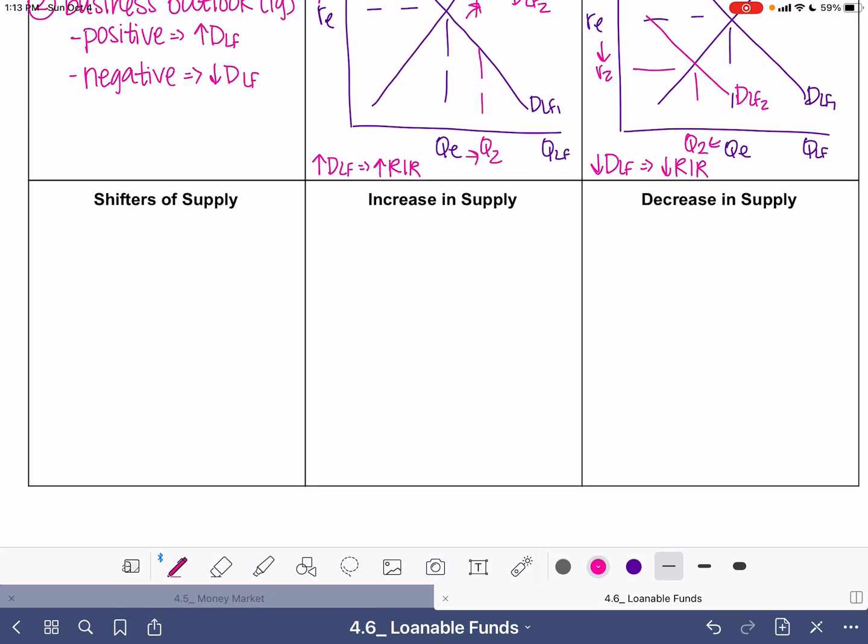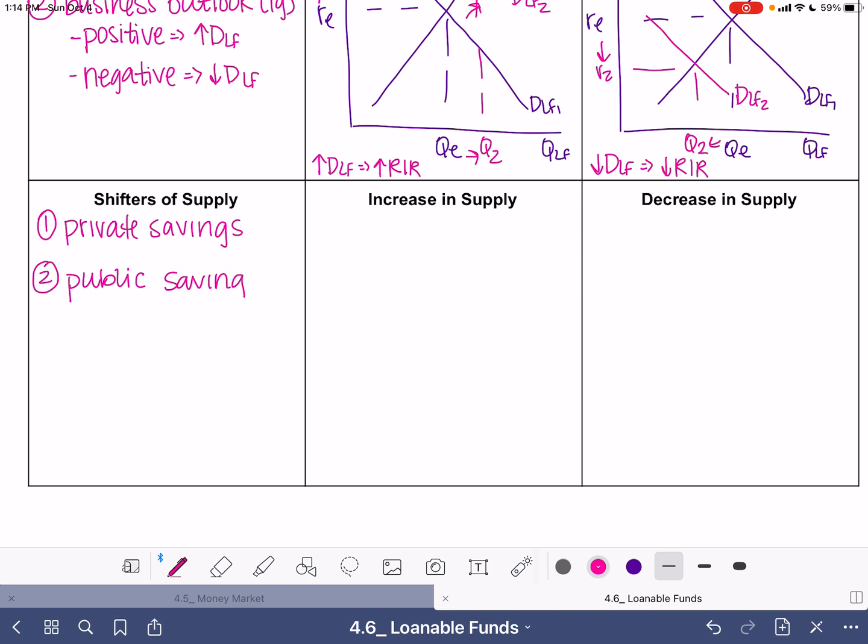Now let's look at the supply of loanable funds. Remember, this is our savers. These are the investors that we have. So our shifters for the supply of loanable funds, there's 4 of them. We can have a change in private savings. So this is our savings behavior. If we have an increase in savings, we're getting incentives, or we just don't want to spend money, that's an increase in private savings. Our second shifter is public savings.